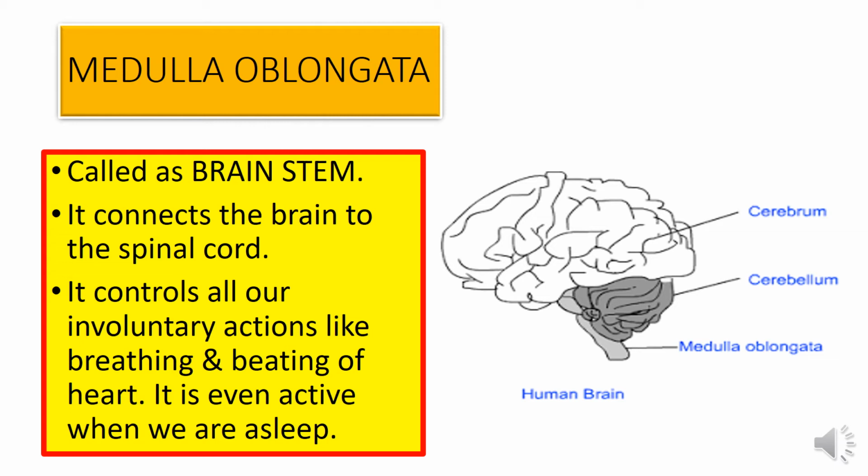So these are the three parts of the brain. First is cerebrum, which controls the thinking, cerebellum, which controls the muscle movement and the voluntary actions, and third is the medulla oblongata, which connects the brain to the spinal cord and controls our involuntary action like breathing and beating of heart.